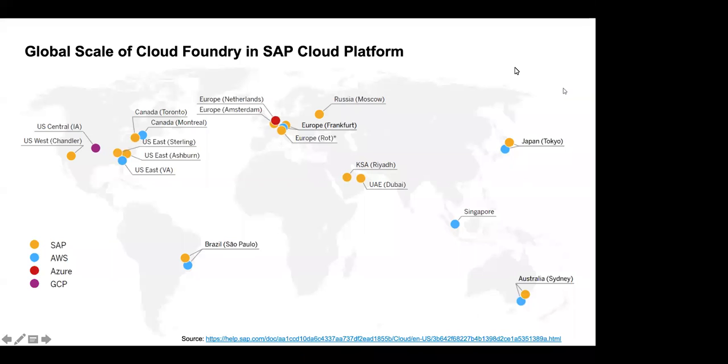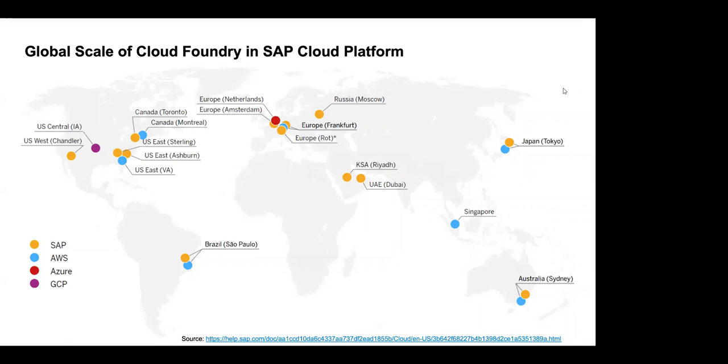So if we look at how we run SAP Cloud Platform, then this picture here pretty much describes the various locations, but then also data center providers that we offer SAP Cloud Platform on. So the orange one is SAP owned data centers, and then we essentially have a presence on the three big hyperscalers, AWS, Azure, and Google Cloud Platform.